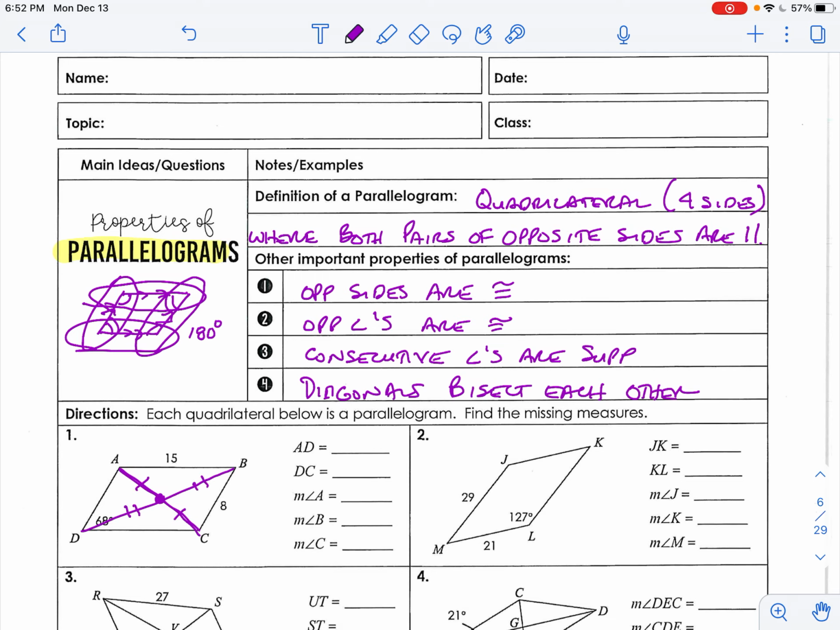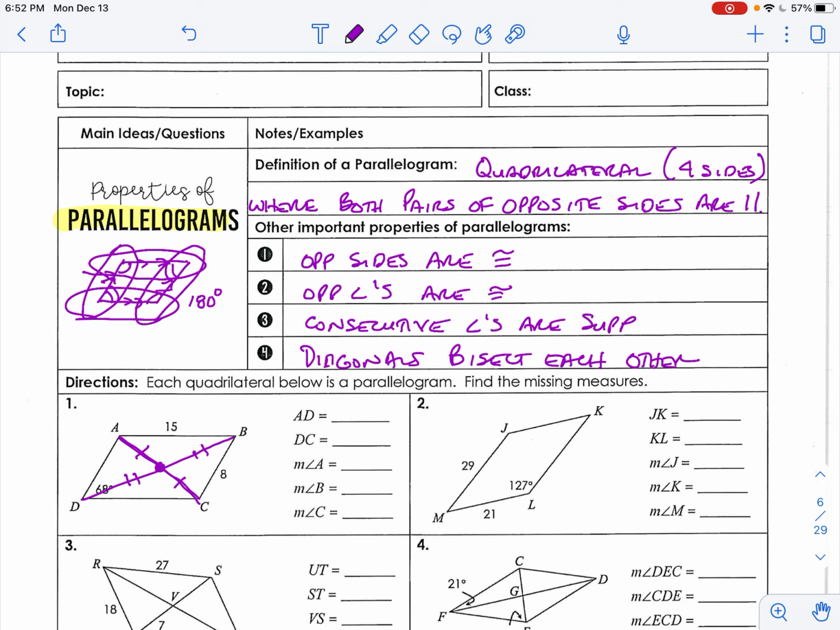Okay, let's apply this a little bit to some problems. That's basically what we're going to work through here, using those four properties. So if we look at number one, this is 68, if I'm looking at that right, and 15 and 8. That's really all we need. So what is AD? Do you agree that AD is also 8? Because if this is 8, this is also 8. How about DC? Opposite sides congruent, it's going to be 15, the same as that across from it.